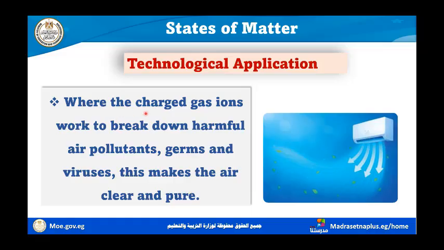When the charged gas ions exist, they work to break down harmful air pollutants like germs and viruses, and this makes the air clear and pure. So when the air moves through the air conditioner, the particles of the medium are converted into ions, positive ions and negative electrons. These ions break down the harmful pollutants of the air like germs and viruses and make the air pure and clean.